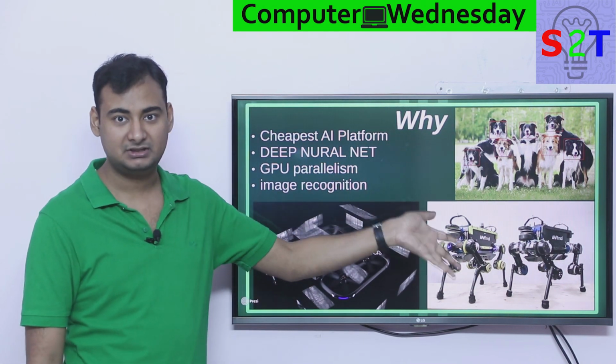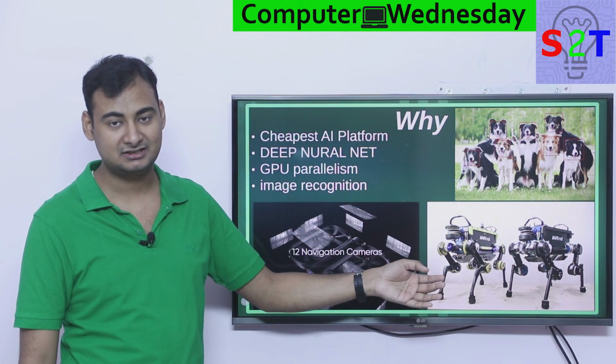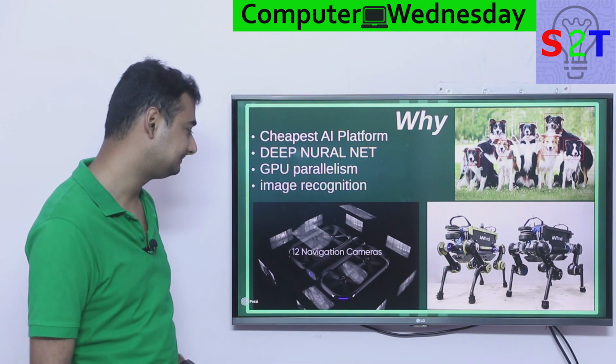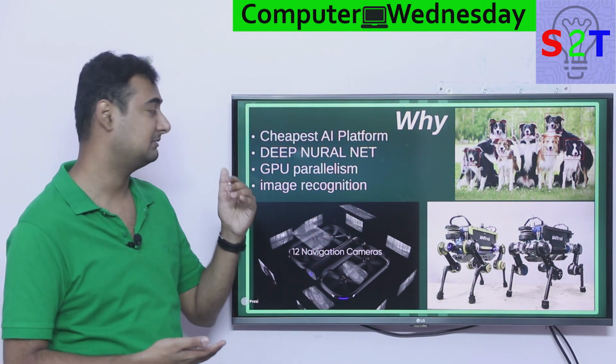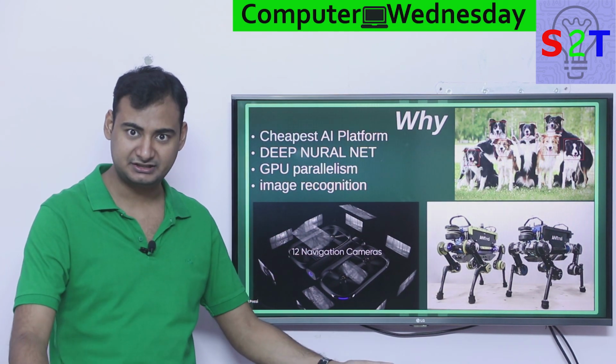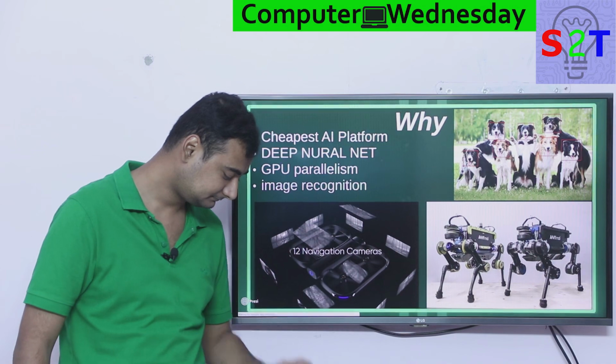Can Raspberry Pi build a dog? Yes. Can Raspberry Pi do facial recognition? No. That's the whole point. As you can see, this is the whole point: image recognition, GPU parallelism, and deep neural networks. If you want to learn those things, basically current-gen technology, you have to have this.